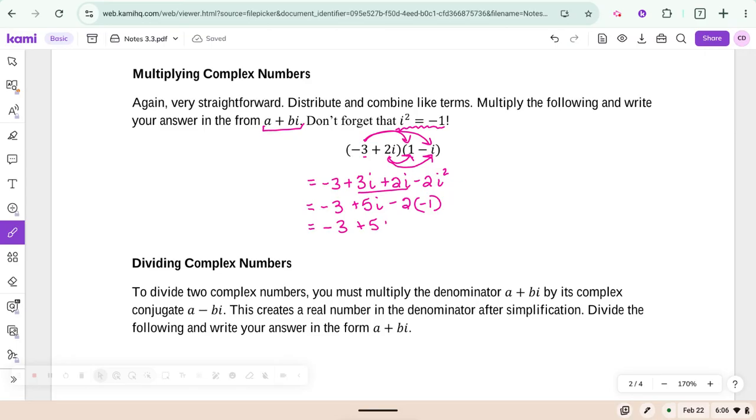Negative 2 times negative 1 is positive 2. And now I can combine my two constants. Negative 3 plus 2 is negative 1. And then I have my plus 5i. So I have my complex number in standard form, a plus bi. I used to always forget to simplify it by inserting negative 1 in the place of i squared.